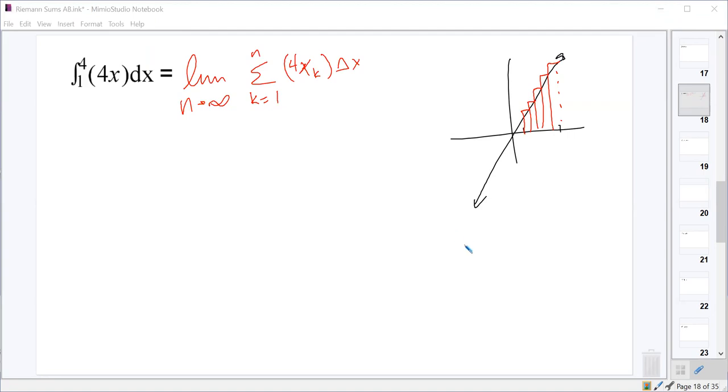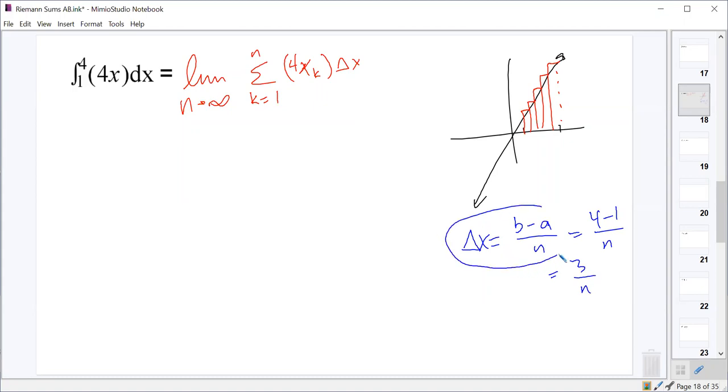Okay. And our delta x value is always equal to b minus a over n, or in this case, 4 minus 1 over n, which is 3 over n. So that is always the case. Delta x is always b minus a over n. I think I mentioned that yesterday. Did I talk about what x sub k is always equal to, or no? I don't think we talked about that. I think we just figured out what x sub k was. So let's just figure out what x sub k is.